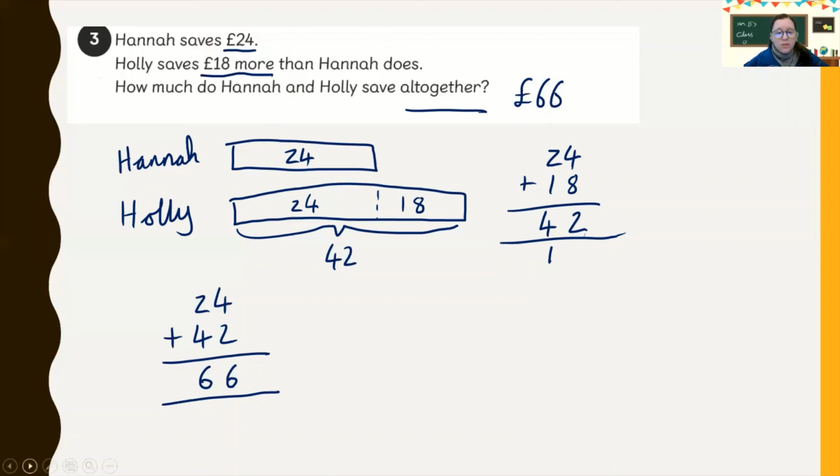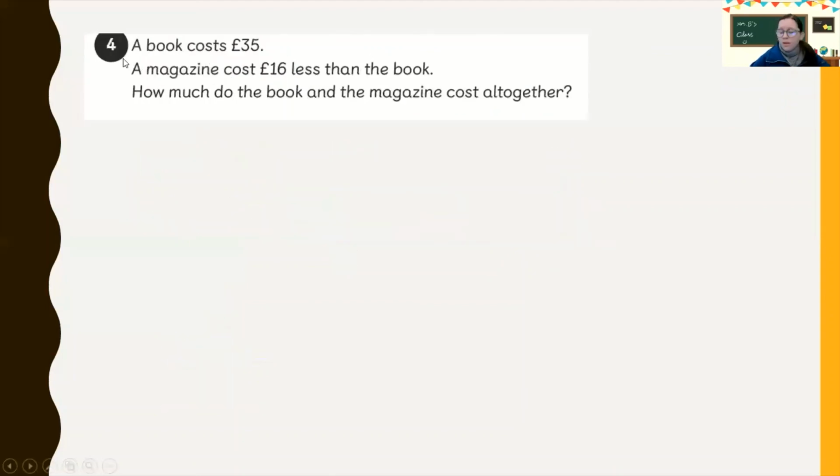It's tricky stuff. I'm so proud of you all. Last one now. You did it. You got to the end. A book costs £35. A magazine costs £16 less than the book. Part B, how much do those cost all together? Pause the video and give that a go now.